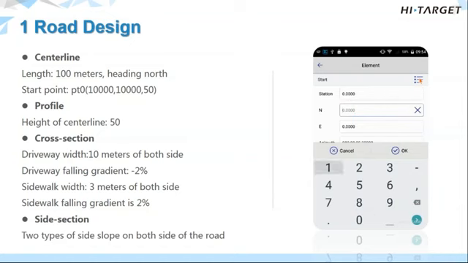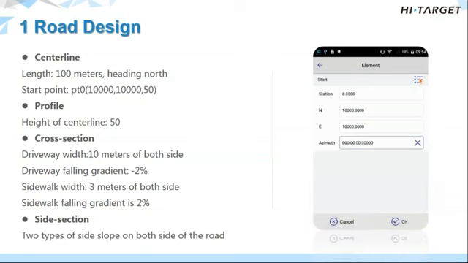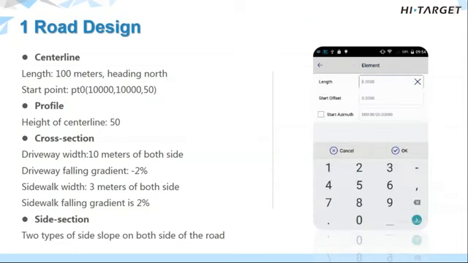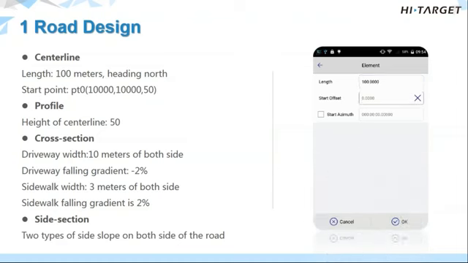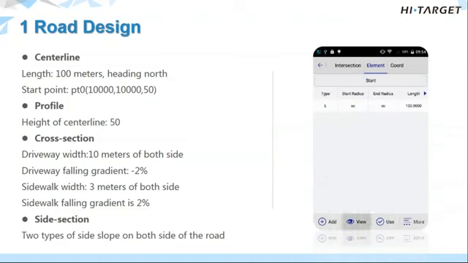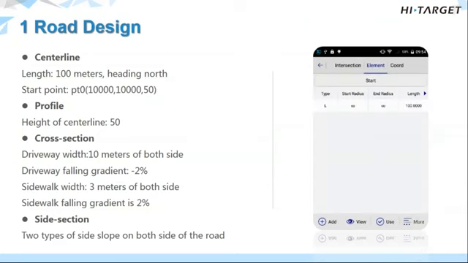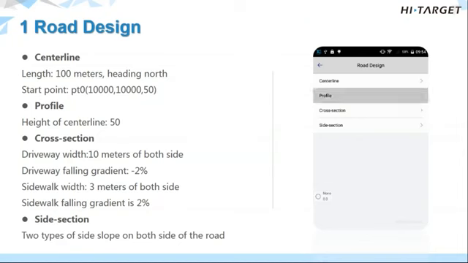Firstly, we set up the central line. Users can choose different methods to set the central line, and in this video, we choose the element. Input the start point and length information, and check the preview. In the preview, you can see the central line that you designed.